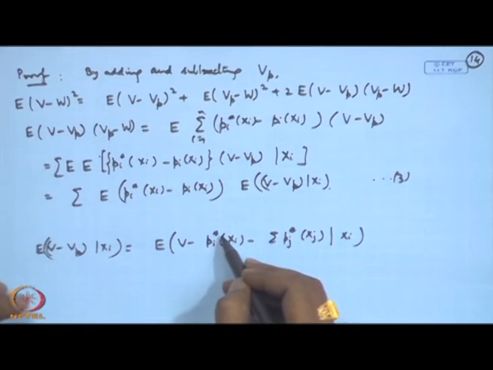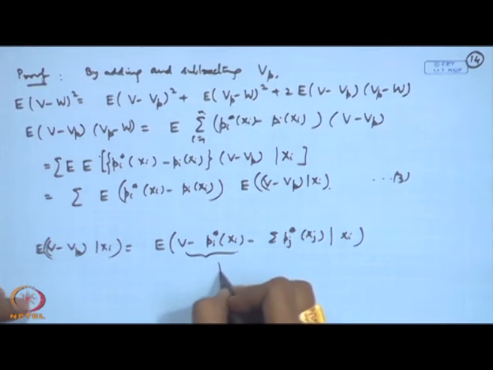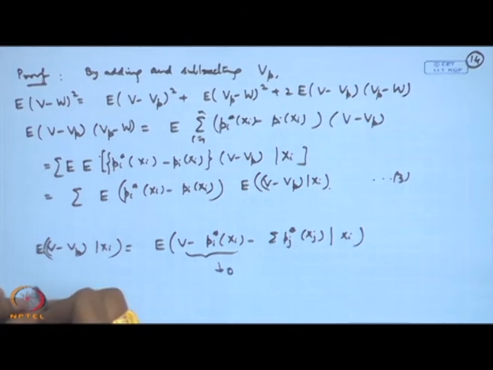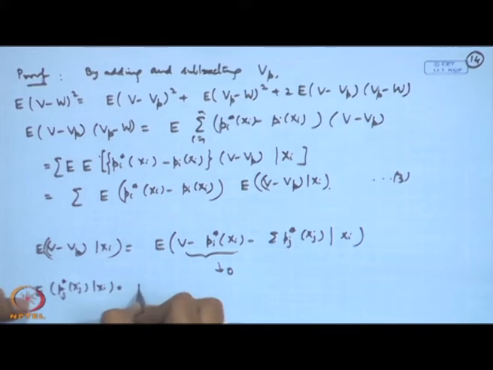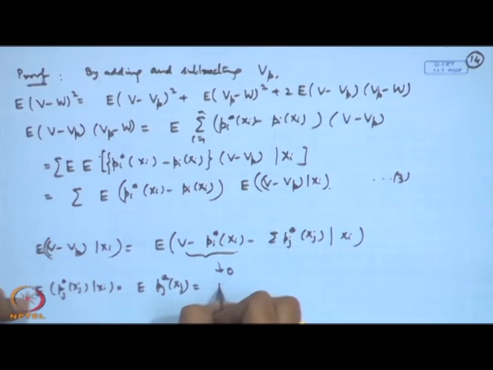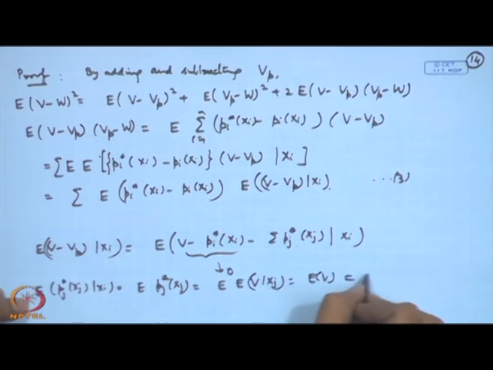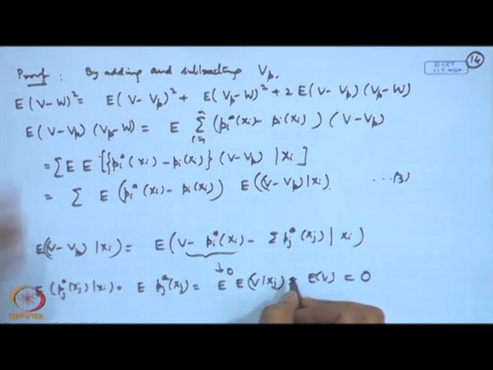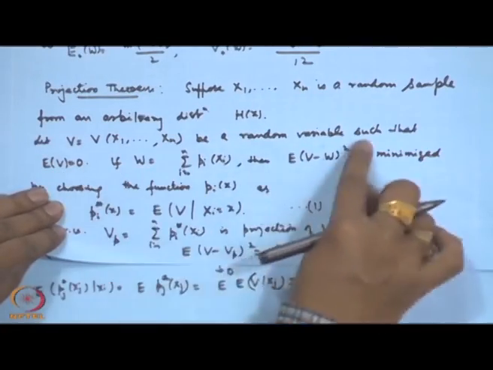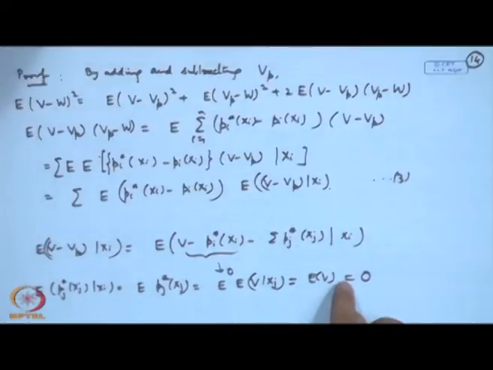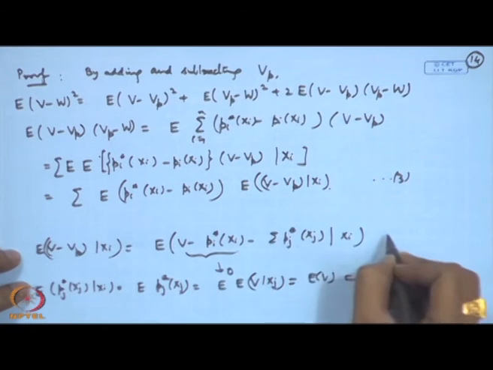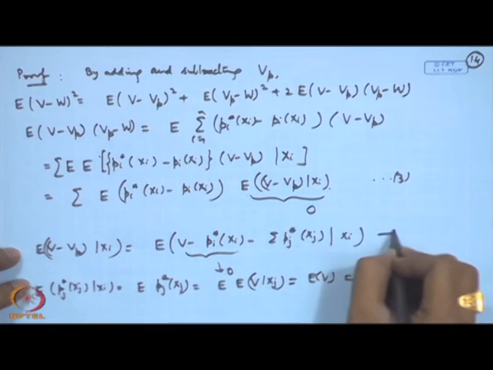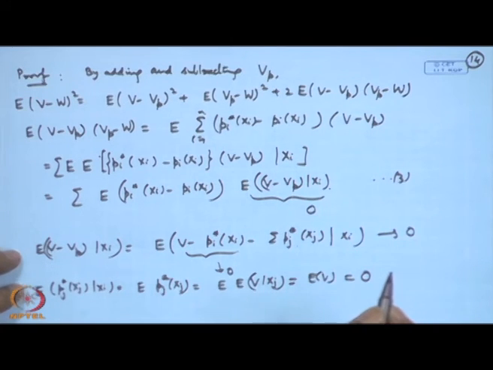So, this part is 0 and so this part becomes 0, and if I look at this term, expectation of p_j star(x_j) given x_i, then it is equal to expectation of p_j star(x_j), because x_i and x_j are independent. So, it is equal to expectation of expectation of V given x_j, that is expectation of V, that is equal to 0, because I am assuming V to be a random variable such that expectation of V is 0. So, this term is also 0. So, basically this entire term is becoming equal to 0.